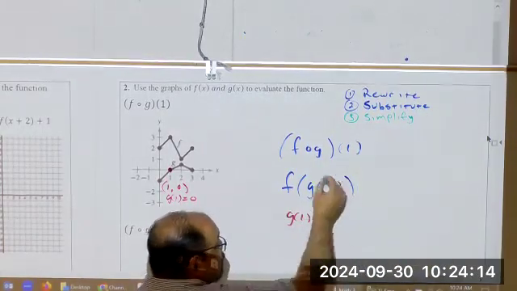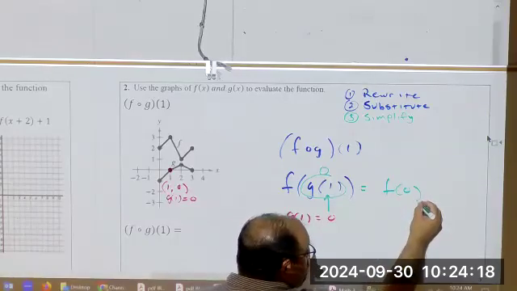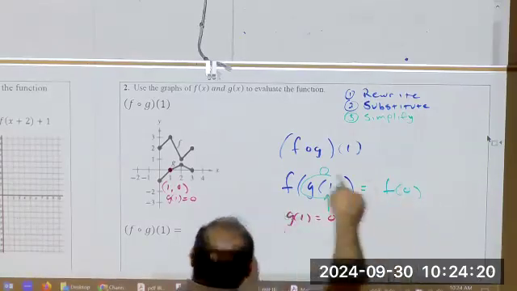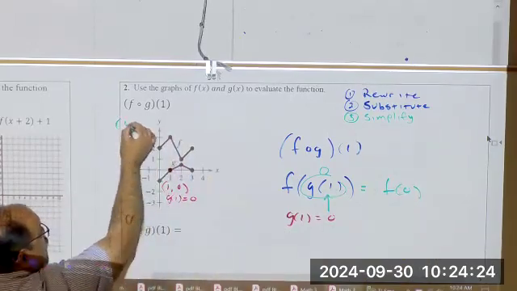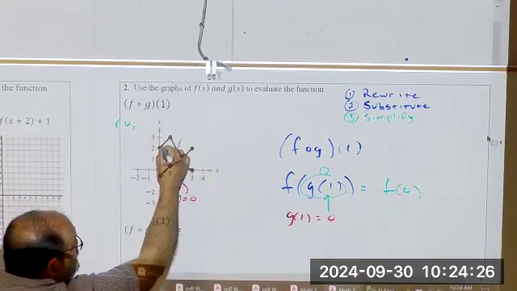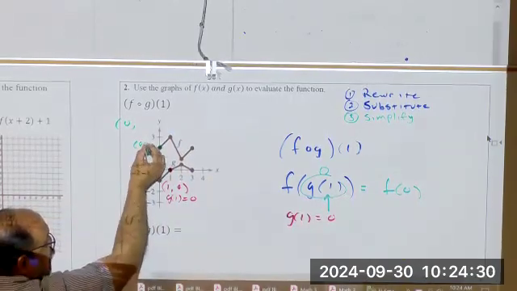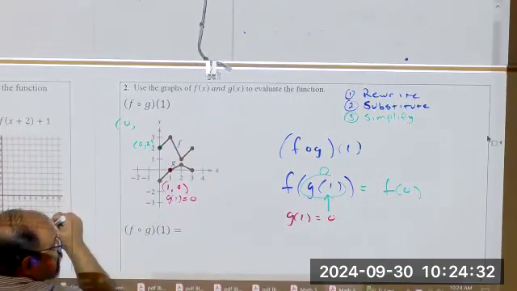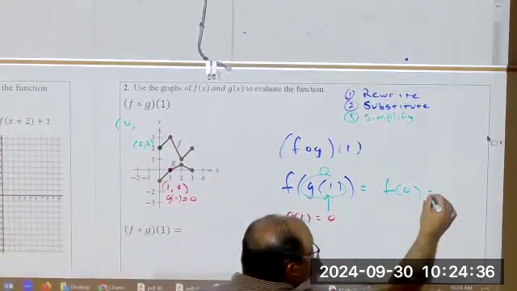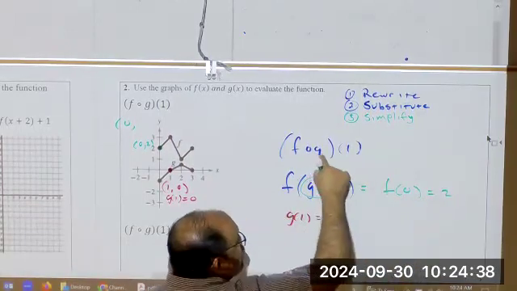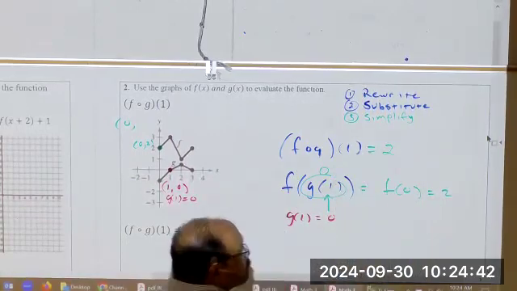So now this is a 0. It's f of 0. So now you're looking at the f function, the ordered pair on f where x is 0. Well, x is 0 right there, and the y coordinate is a 2. You plug 0 into the f function, you get 2. So F circle G of 1 is 2.